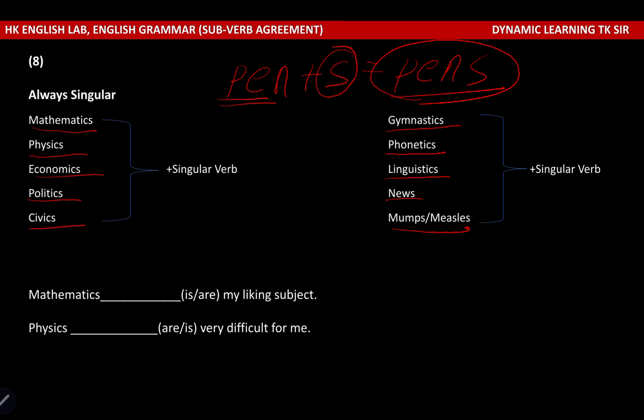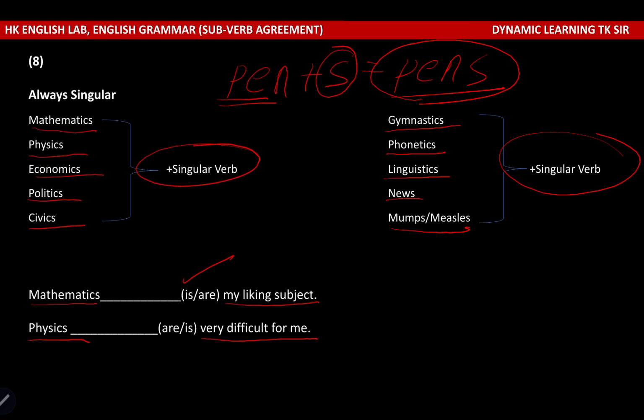So look here, every word that I have taken here has s. They seem to be plural because they have the s, but actually they are not plural. Though they have s, yet they are always treated as singular and always take the singular verb. Got it? Like mathematics dash my liking subject. Of course, is. Physics dash very difficult for me. Of course, is. Okay. So got it, everyone?